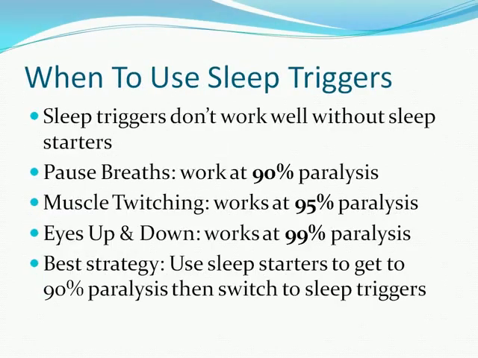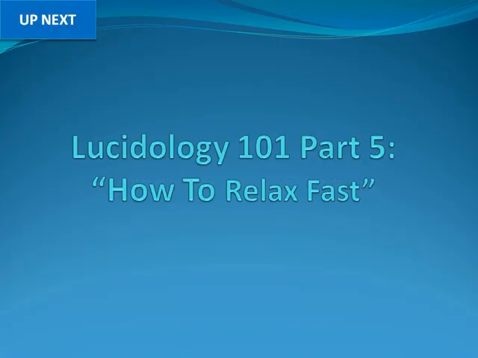I've experimented using sleep triggers to go directly from awake to asleep, but that doesn't seem to work. I find that for up and down eye movements to work, you need to already be in about 99% paralysis. Muscle twitching works at about 95% paralysis, and pause breaths works at about 90% paralysis. So it's best to start out using sleep starters and then switch to sleep triggers for the last step. Up next in part 5, we'll cover the exact relaxation routine that you can use to fall asleep quickly to cure insomnia for frequent lucid dreams and OBEs.